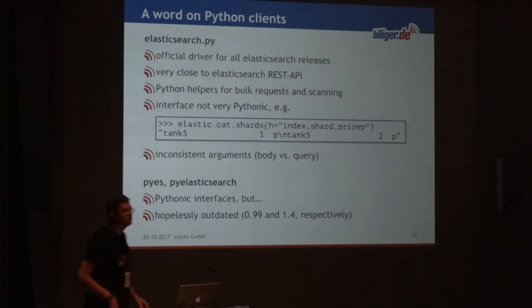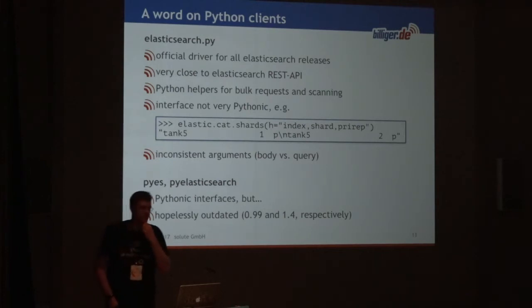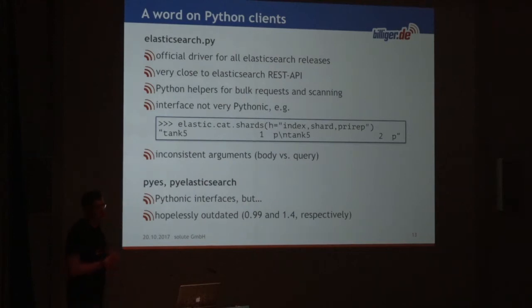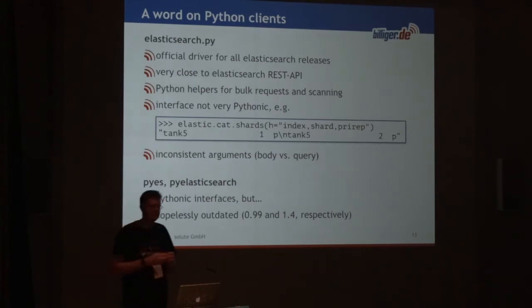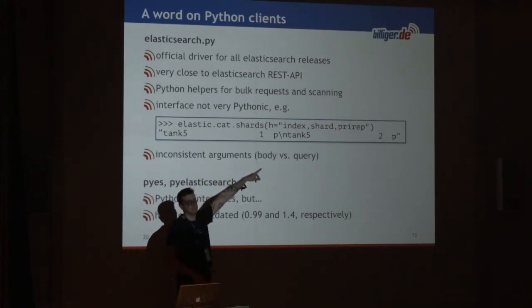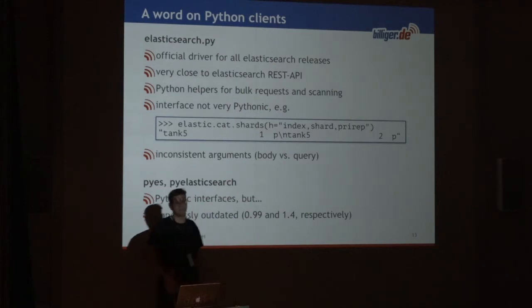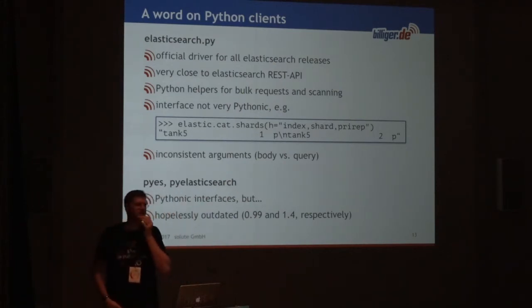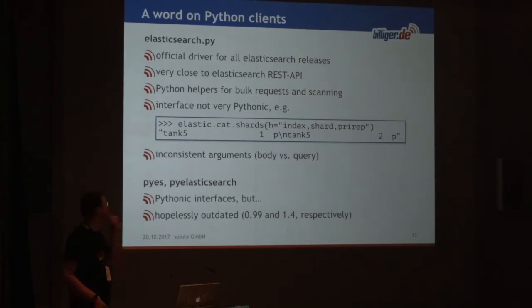Now, one of the smaller downsides, that I just want to warn everybody about here, is the driver side. With Redis, I said there's one Python driver, which is quite great. But for Elasticsearch, well, there is an official driver, but it's really, really close to the REST API. And with really close, I mean something like that. Look. There's a comma-separated string that you have to give in as a parameter. What you actually get out is a newline-separated string. Okay, so that doesn't look really that Pythonic. There's also some inconsistencies here.